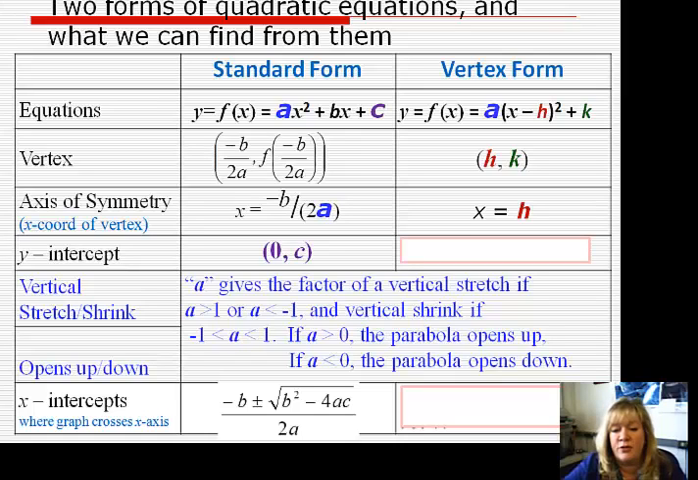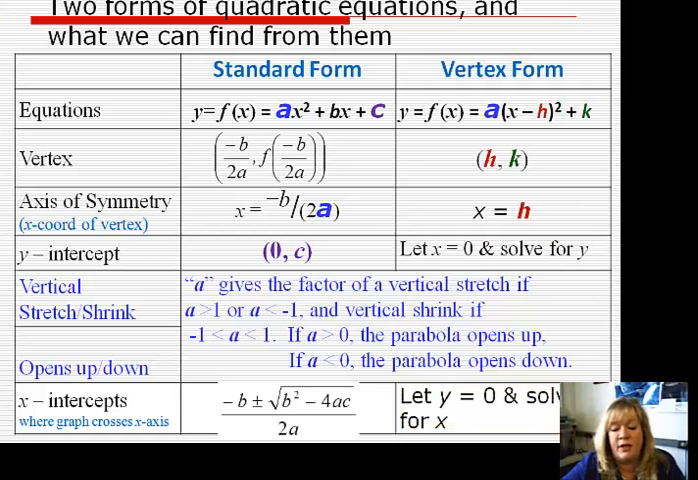To find the y-intercept, that's where the graph crosses the y-axis, let x equal 0 and solve for y. To find the x-intercepts, you let y equal 0 and solve for x. So those are your two forms that I hope you have seen before and are a little bit familiar with. I wanted to do a chart so that it's all in one place for you and you can find it.